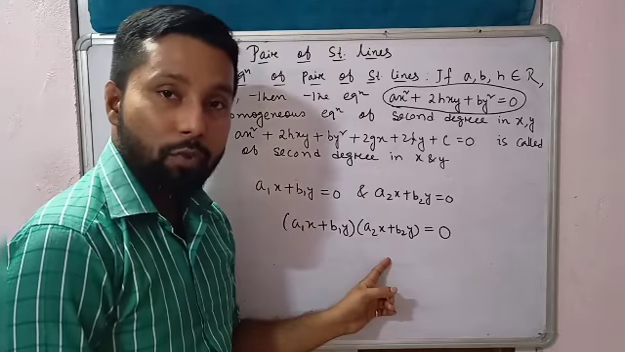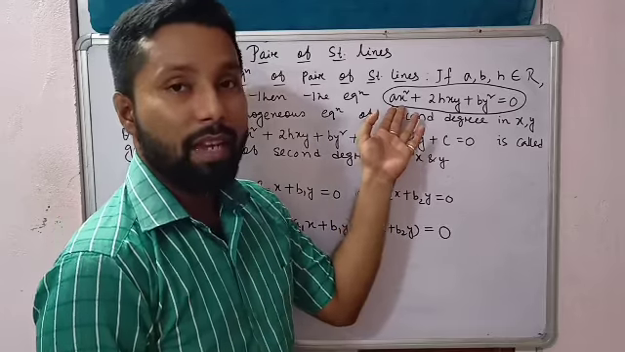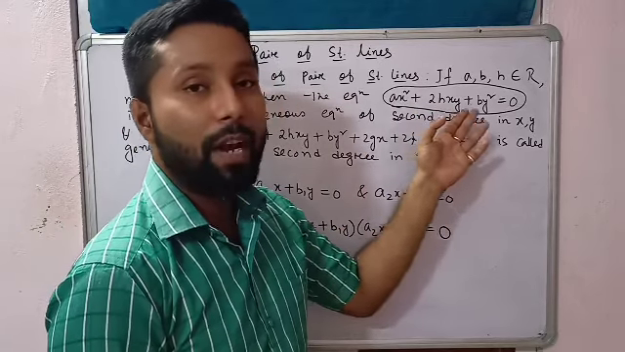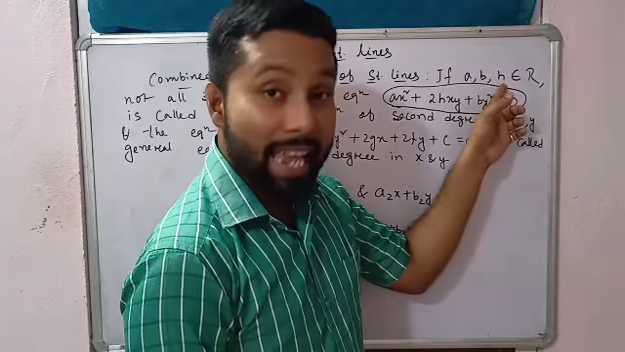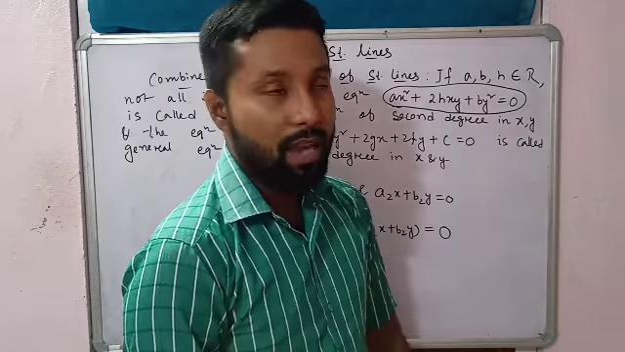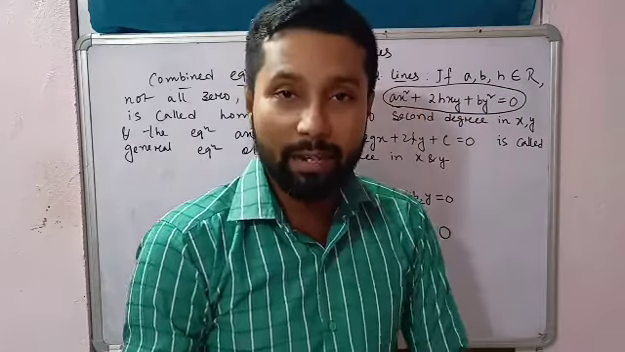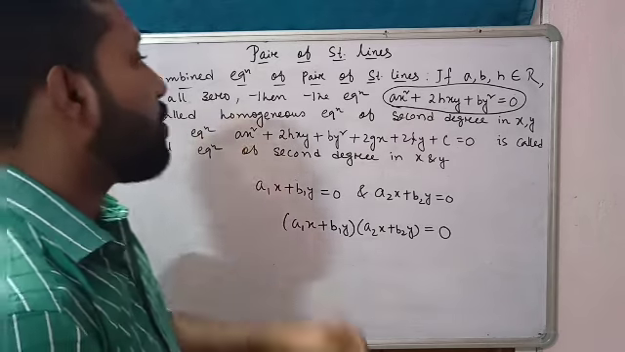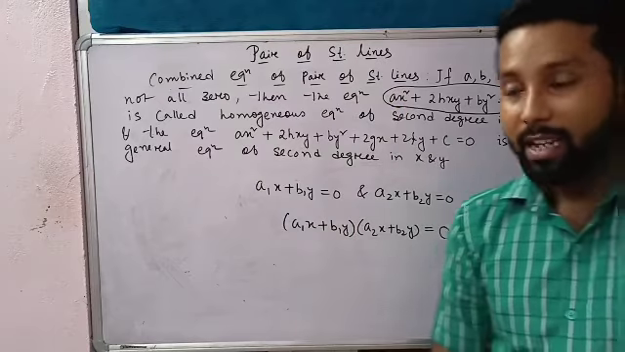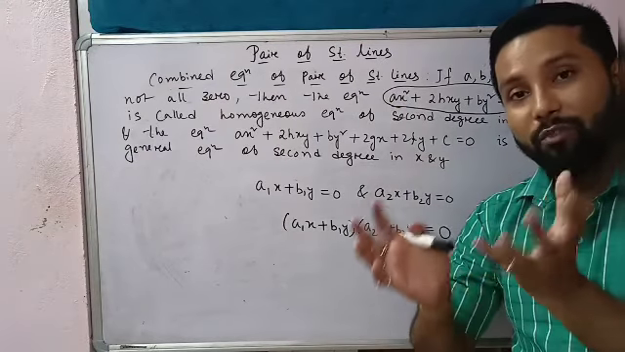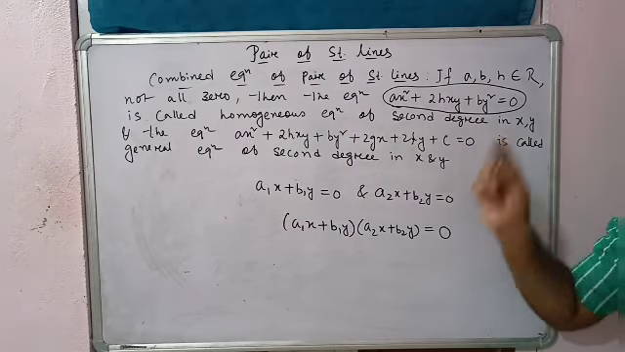If I expand these two, then we will get the equation in terms of ax square plus 2hxy plus by square is equal to 0, where a, b and h are real numbers, where a, b and h belongs to R. Belongs to R means these are real numbers and not all 0. मतलब सब एक साथ 0 नहीं होगा, not all 0, right? Okay, so this is called the combined equation of pair of straight lines. Already I have given the heading. तो इसको जब मैं expand करूंगा ये form में equation मिलेगा.